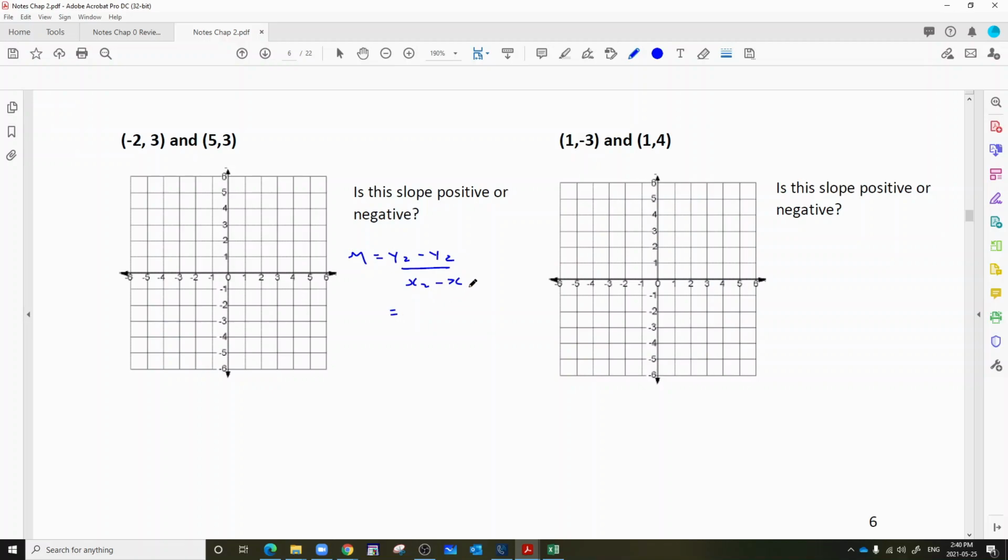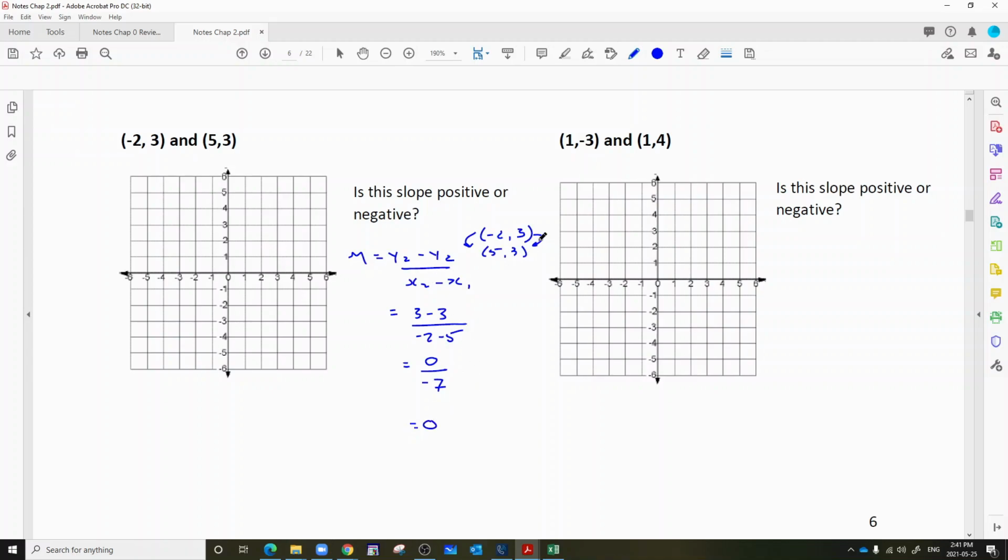If we plug in our points, we've got -2, 3, and we've got 5, 3. If I go in this direction, I'm going to go 3 minus 3 for the y2 minus y1, and then -2 minus 5 for x2 minus x1. So 3 minus 3 is 0 over -2 minus 5 is -7. So we're introducing this concept of a 0 into our slope. If you'll remember, 0 divided by anything is 0.